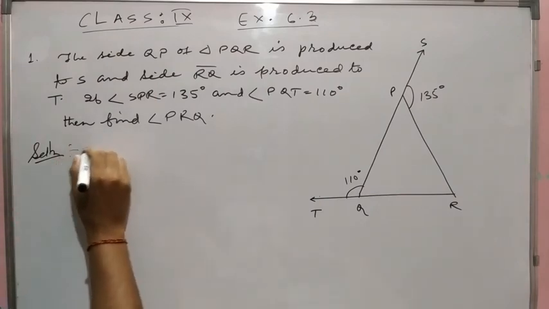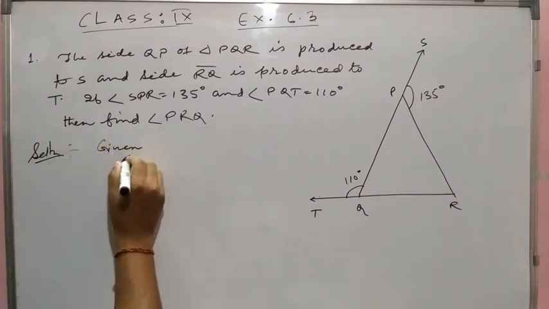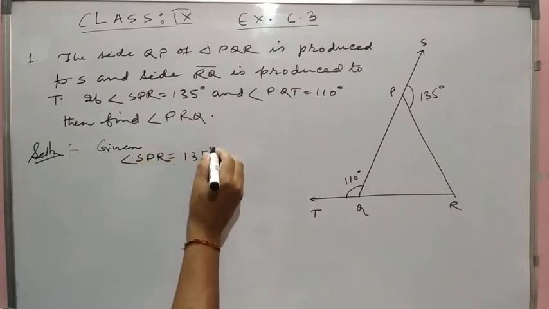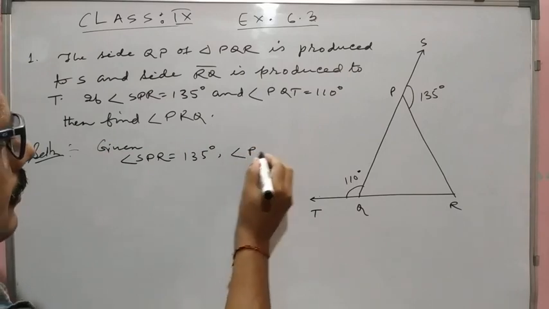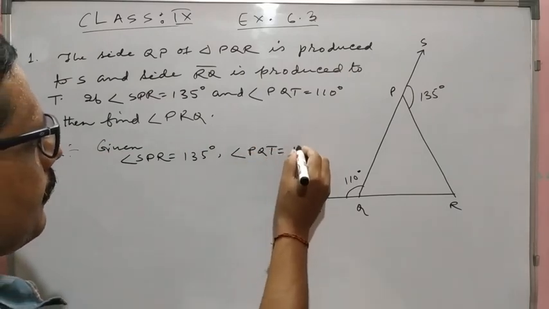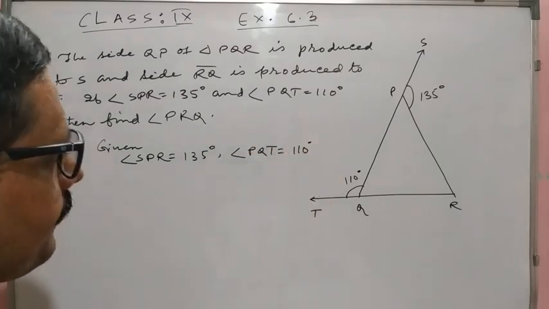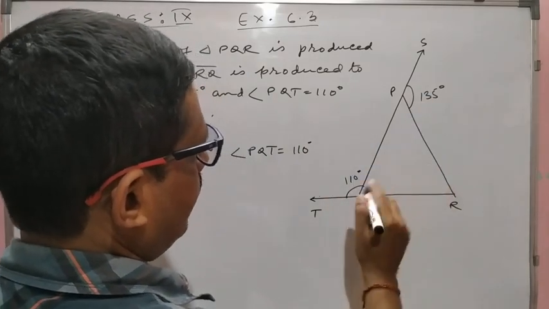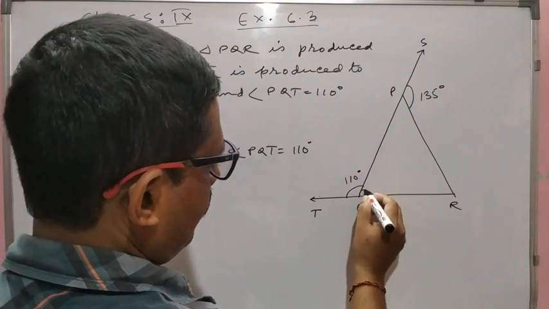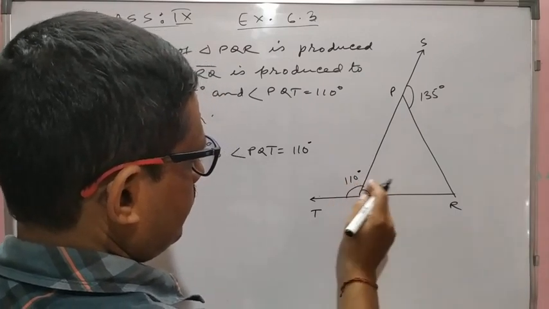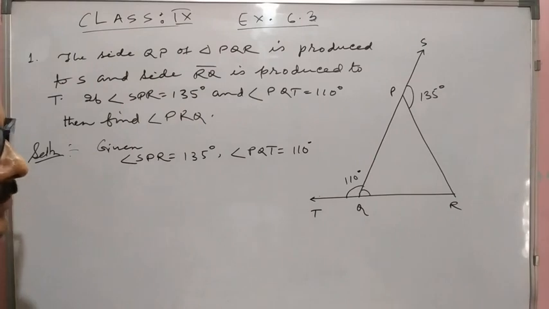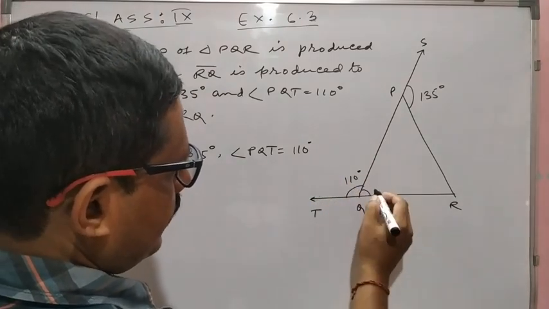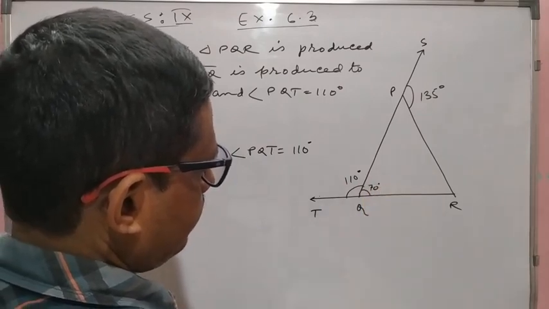Given: angle SPR equals 135 degrees, angle PQT equals 110 degrees. So we are given this and this, and we have to find this. Now see, this angle plus this angle are a linear pair. So if it is 110 degrees, then it will definitely be 70 degrees.